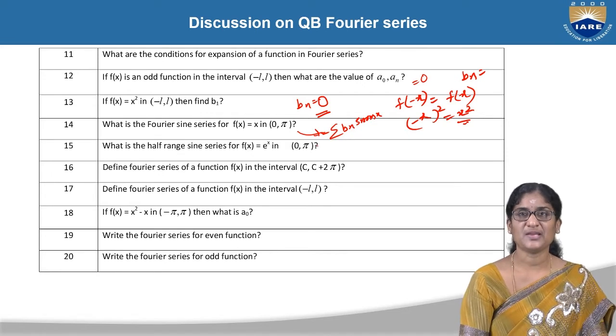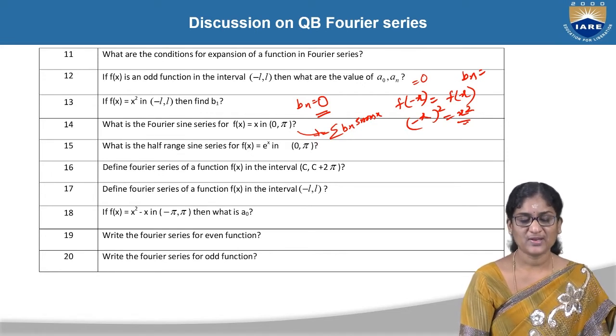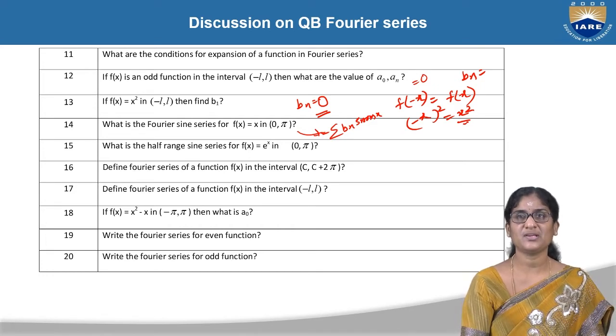In terms of bn. So now going to the next one, what is the half range sine series for f of x is equal to e power x in the interval 0 to pi? Again, f of x is equal to e power x. So what is a half range sine series? F of x is equal to summation bn sine nx. So here bn is nothing but 1 by pi integral 0 to pi f of x sine nx dx.